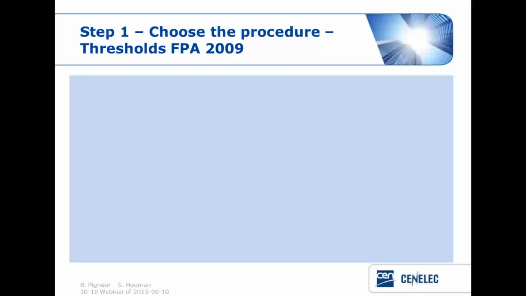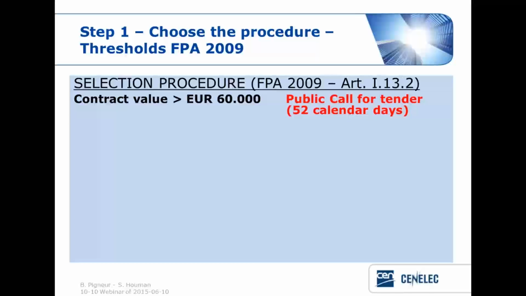So we'll see that there are two different procedures. It will depend under which FPA the specific agreement has been signed. So, step 1, choose the procedure. If it is under the FPA 2009, you will see that the threshold is for a contract value above 60,000, you will have to launch a public call for tender for at least 52 calendar days.